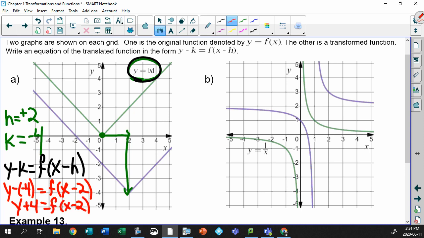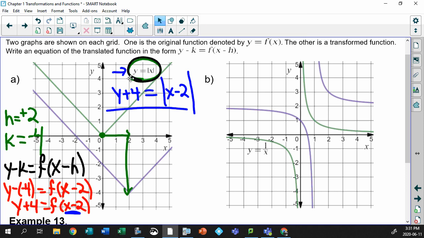Now do a replacement on the original. So if we do a replacement of this, we know that y becomes y plus 4 equals the absolute value. There's the function, there's the replacement, x minus 2. You're done. That's it. You're absolutely done, and it works just perfectly.